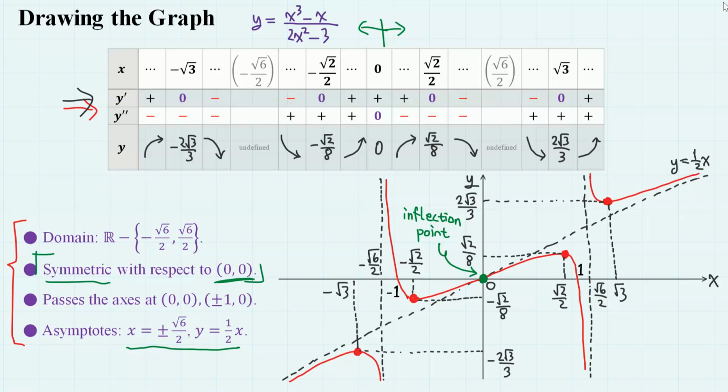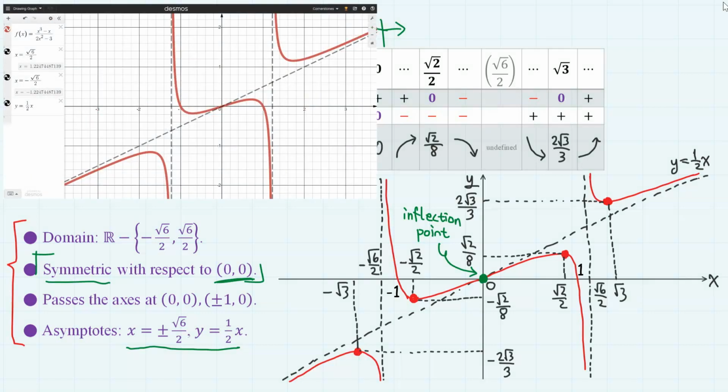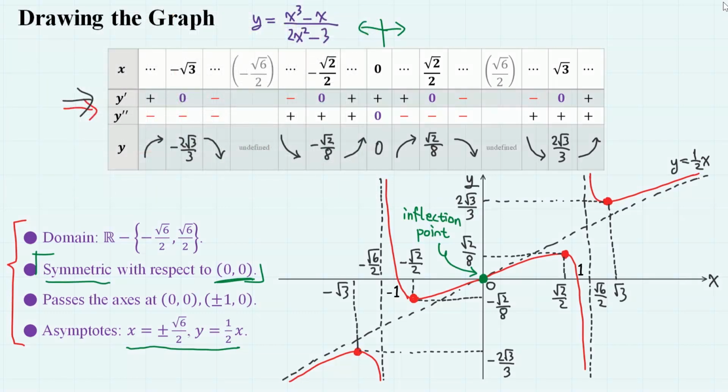And if we compare this with the graph drawn by the Desmos graphing calculator, as you can see, my drawing is pretty darn close to the actual precise curve. So that was the method of sketching a graph of the function using our combined knowledge of limits and calculus.